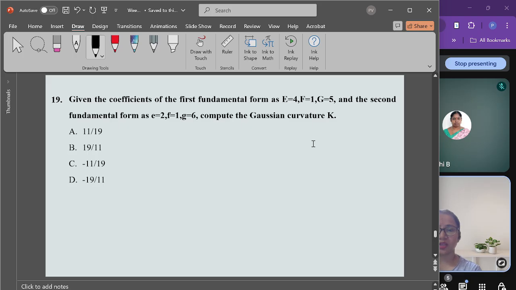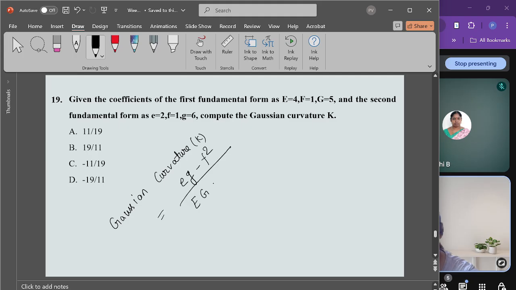Okay, so our next question is given the coefficients of the first fundamental form E, F, and G and second fundamental form e, f, and g in small, compute the Gaussian curvature. Already we have solved one question in this. So can you solve and let me know what will be the answer for this question? So the Gauss formula for the Gaussian curvature, I can write it here. Can you calculate and let me know? K is calculated by eg minus f square divided by EG minus capital F square. So just put all the values.